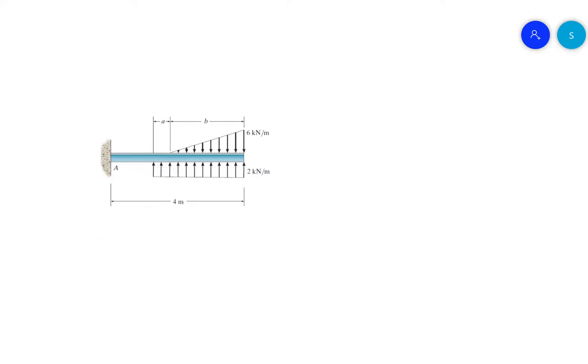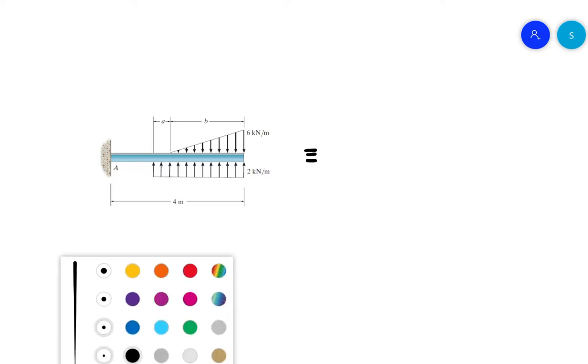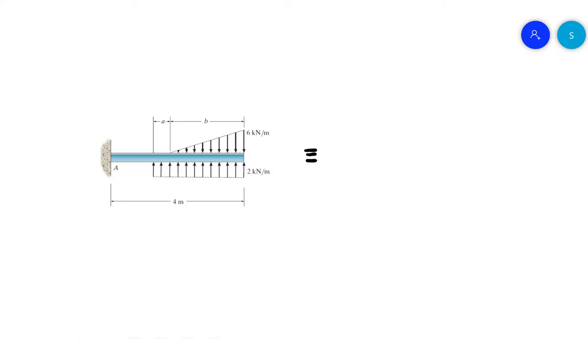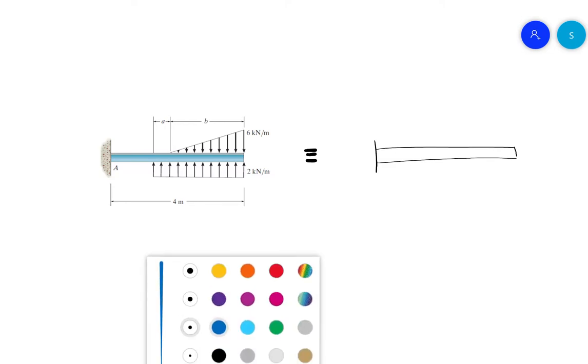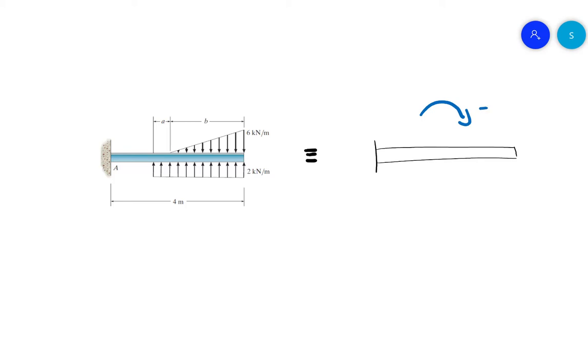Okay, so we will solve this problem. The goal is to replace those two distributed loads by only one couple. So we will have the beam and we will have one couple, and we know this couple, it's minus 8 kilonewton times meter. Okay, so we want to replace those two distributed loads by one couple. Okay, that's called equivalent system.